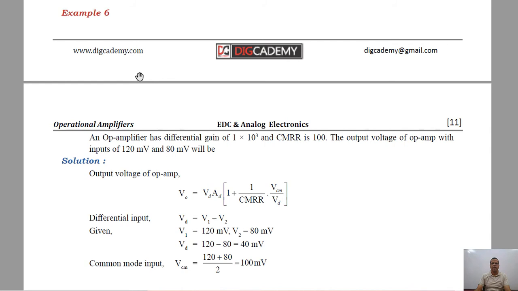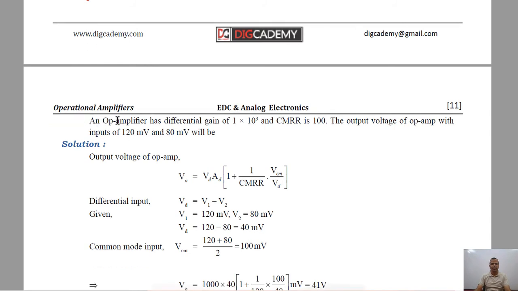Now let us see the example on common mode rejection ratio. Here the question is: an operational amplifier has a differential gain of 1 into 10 to the power 3, and a common mode rejection ratio of 100. The output voltage of the op-amp with inputs of 120 millivolt and 80 millivolt will be? You are given two input voltages, so we will assume 120 millivolt is at the non-inverting terminal and 80 millivolt is at the inverting terminal. That is what we will be assuming.